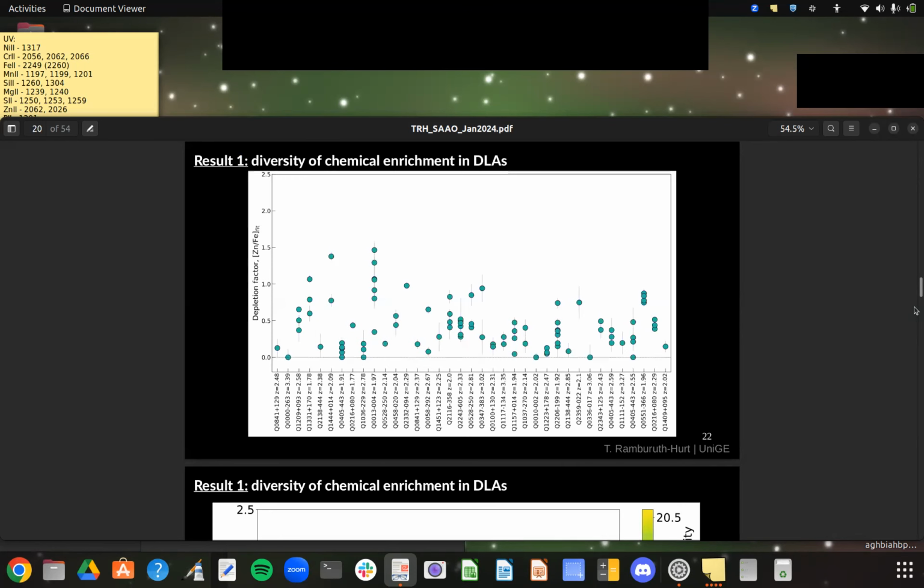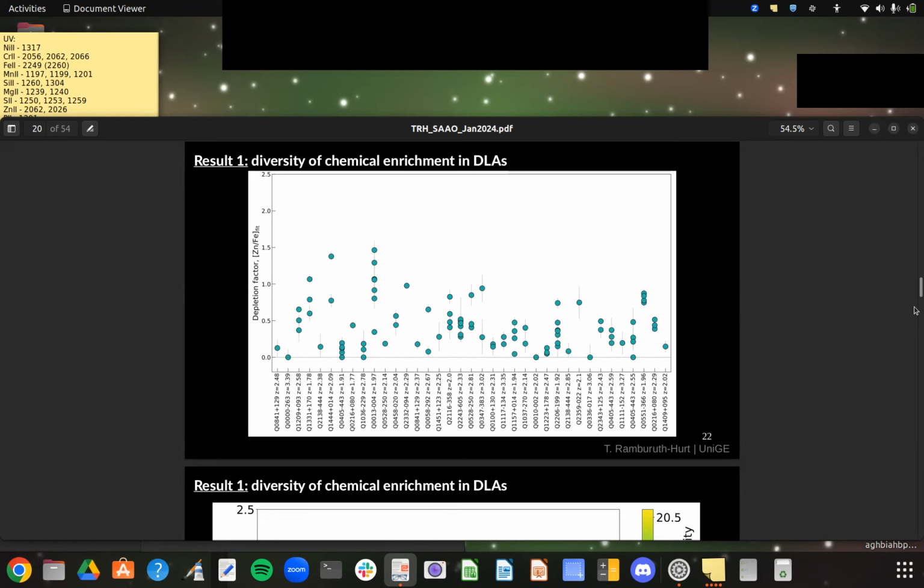And this is the first result that we have, which shows diversity of chemical enrichment in DLAs. What I show here, on the x-axis, is the list of our DLAs named by their quasar, and on the y-axis is the depletion factor. And you can see that in several of our systems there is a range of depletion factors. You can see that vertically.